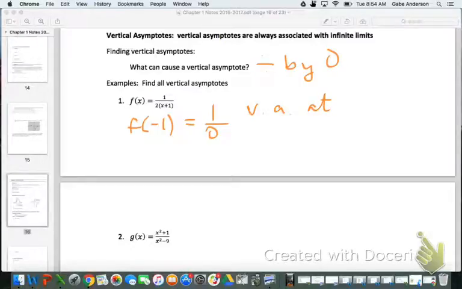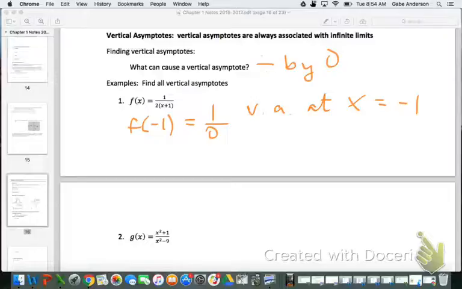At where? Negative 1. This would be where WebAssign is going to be a pain in your backside. If WebAssign did ask for a vertical asymptote and you just put negative 1, you realize it'll mark it wrong? Even though negative 1 is kind of the correct number, it's going to want x equals, right? Is a vertical asymptote.